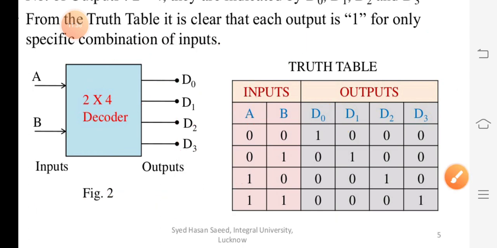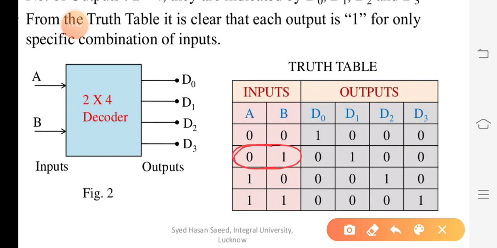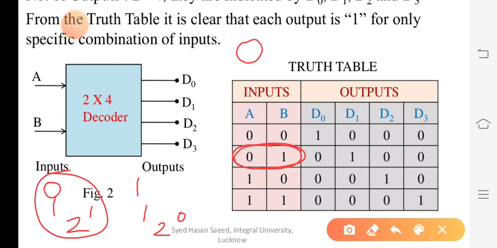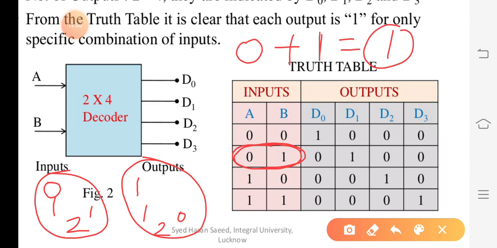Next, now look at the second combination. If I take the second combination as 0 1, here it is 0, here it is 1, okay? So it will get multiplied by 2 to the power 1 and 2 to the power 0, so 2 to the power 1 into 0 is 0 plus 2 to the power 0 into 1 is 1, because 2 to the power 0 is 1, so 1 into 1 is 1, so here we will get the answer as 1. Now look at here, this is actually d1.